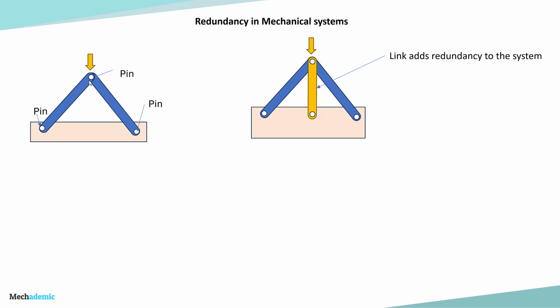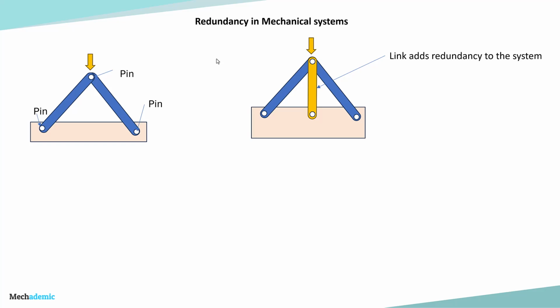So this is a structure. This is the fundamental description of a structure. 3 links connected with 3 pin joints is a structure, and which is the least required constraint for making a structure. Now when you add another link like this, let's say you are adding a link over here, connecting it with pin joints at top and over here. This link, although it helps in bearing the additional load, it will add redundancy to the system.